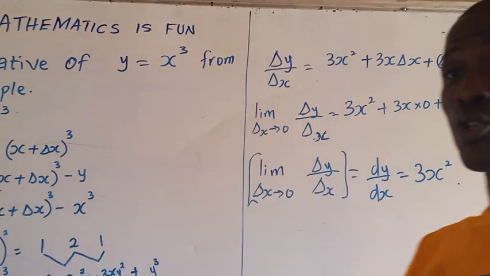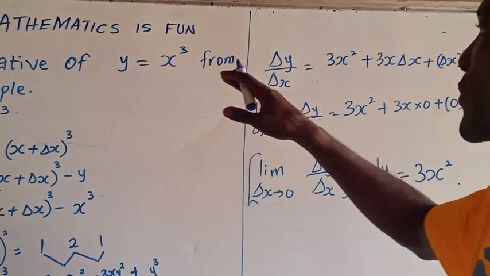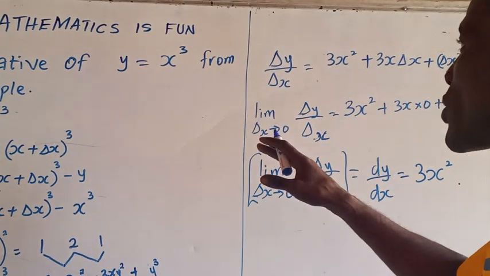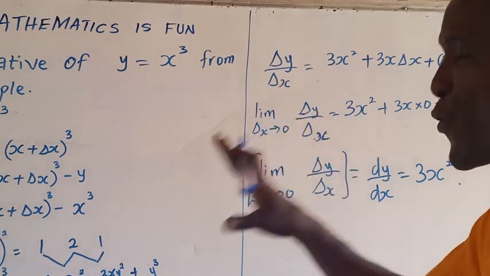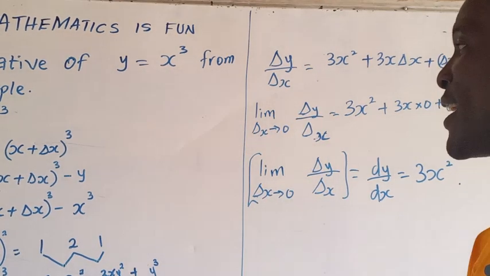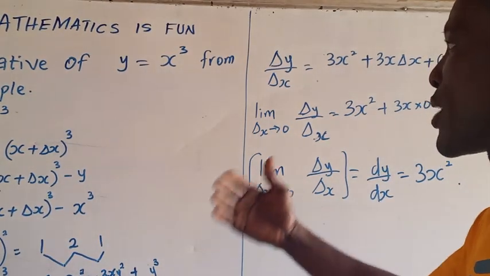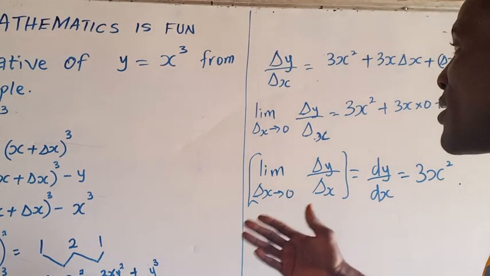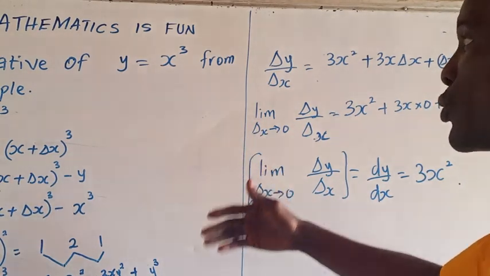So this is the solution to the derivative of y equals x to the power of 3 from the first principle. In the next class, we'll check the other way around of solving our derivative without stressing ourselves by going through the first principle.